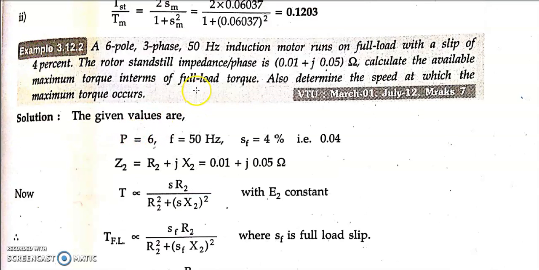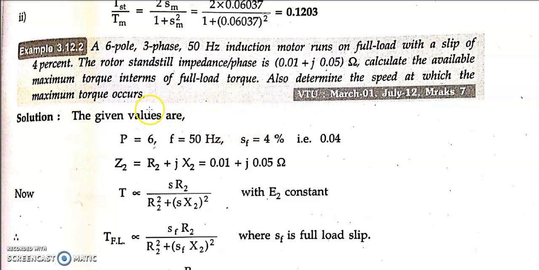Now that is all done. Now we are supposed to calculate what? Determine the speed at which the maximum torque occurs. Speed they are asking is nothing but the speed at which maximum torque occurs. Now which formula is going to help me? Yes, slip itself. What is the general formula of slip? S equal to Ns minus N divided by Ns.